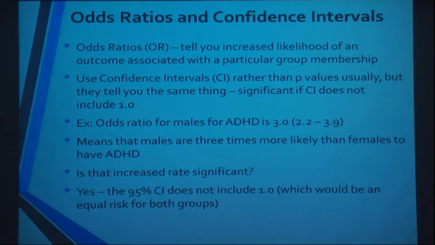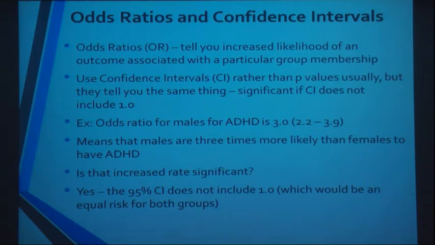Odds ratios, denoted as OR, tell you the increased likelihood of an outcome associated with a particular group membership. Instead of using p-values, so we had p's with our t's, p's with our F, they use confidence intervals, typically a 95% confidence interval. That's the same thing as a p less than 0.05. We say that a confidence interval is significant if the confidence interval does not include 1. I'll give you an example of this in a minute.